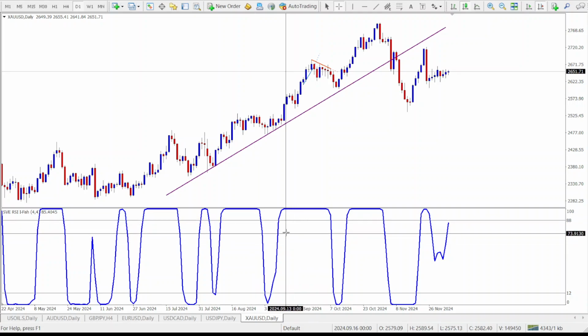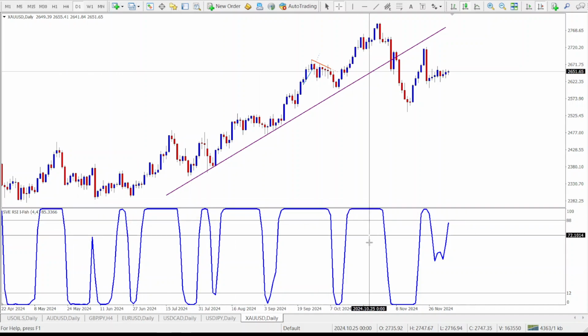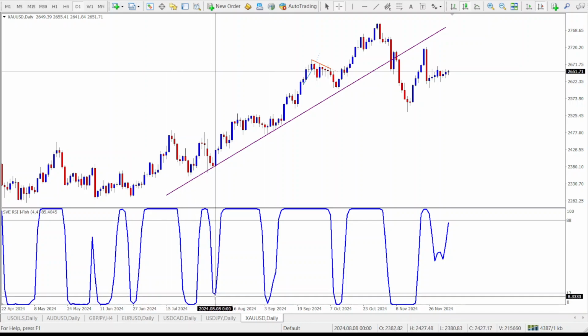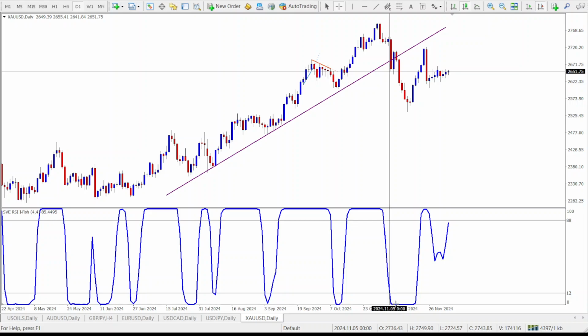You can see that when it enters the overbought territory, it's usually flat. Whenever it's in the overbought or the oversold, it's usually flat. But in some cases, you're going to see some sharp movement like this. It's not always, but most of the times, it's usually flat when it's in the overbought or oversold regions.